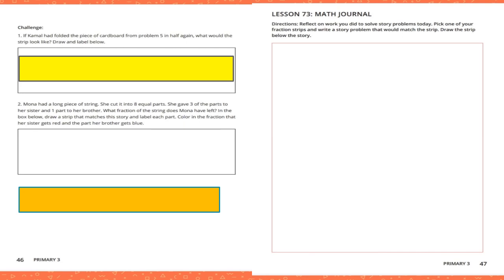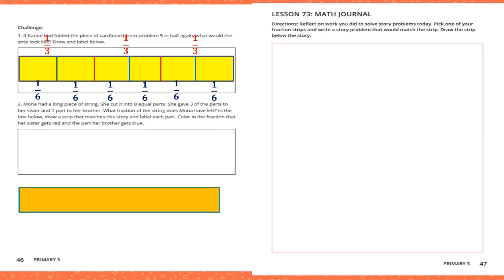One piece like this, and he divided it into thirds. So each part was a third. Then he divided each part of thirds into another half. So they became 6 parts. So each fraction now is 1 over 6. 1 part over 6. Now he wants me to know if he folded the piece of cardboard into half again.